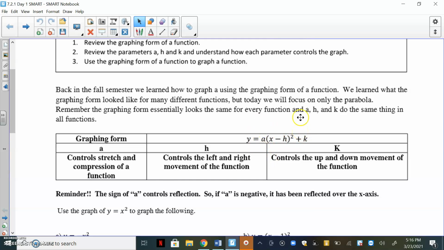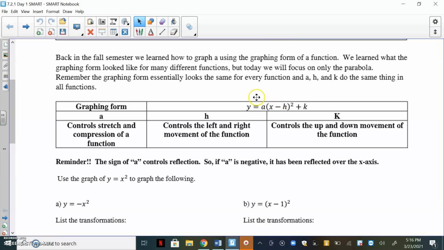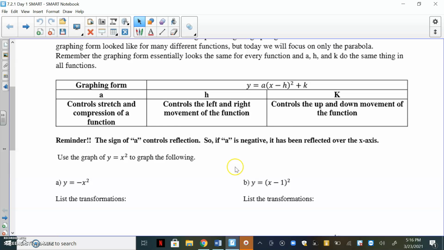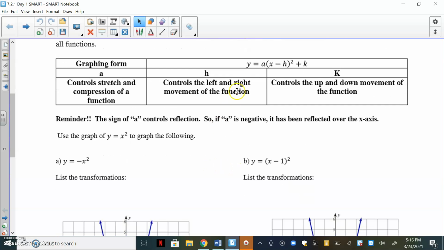So if you remember, we always had a graphing form of these functions, and it was a times (x minus h) squared plus k, where a was in charge of the stretch and compression, h was the left and right movement, and k was in charge of vertical up and down movement. And also just to keep in mind that if there was a negative sign up front, so if a was negative, there was a horizontal x-axis reflection.